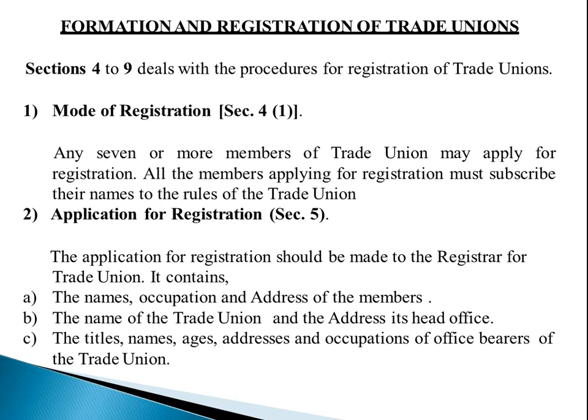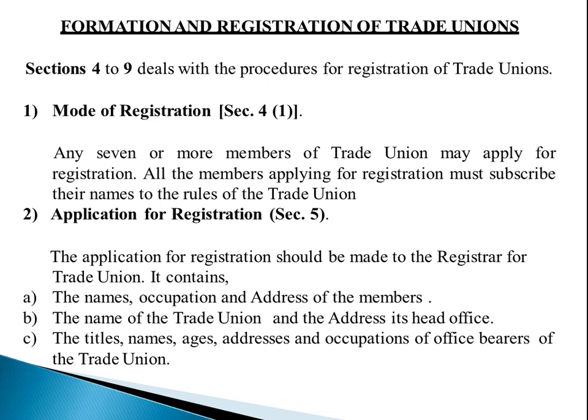Any 7 or more members of a trade union may apply for the registration process. All the members must subscribe their names to the rules of the trade union. That is, they have to mention their names. We cannot just simply say 7 members. We have to give the 7 members' names, and then they have to apply for the registration. Then, according to the application forms provided, they have to apply, and the registrar for trade unions has to do the registration process.